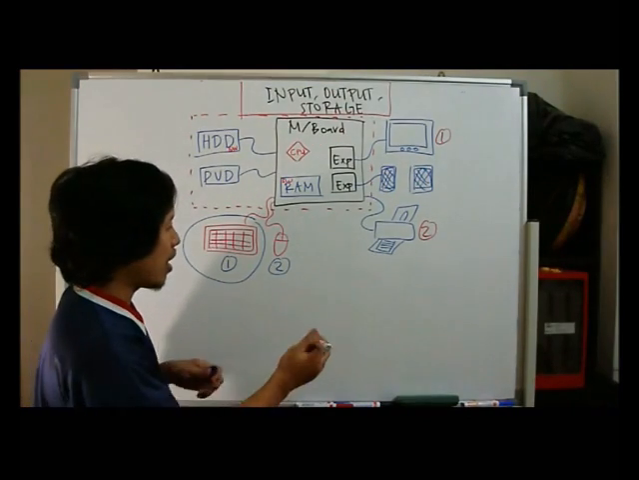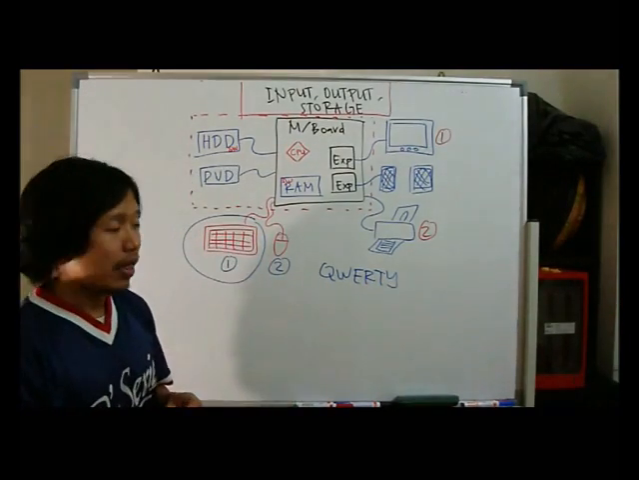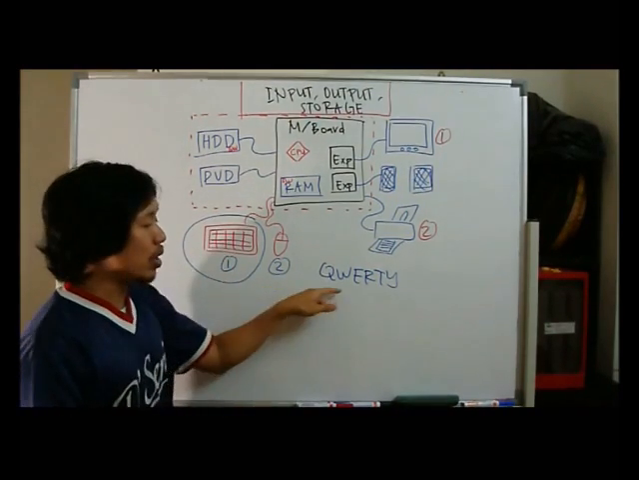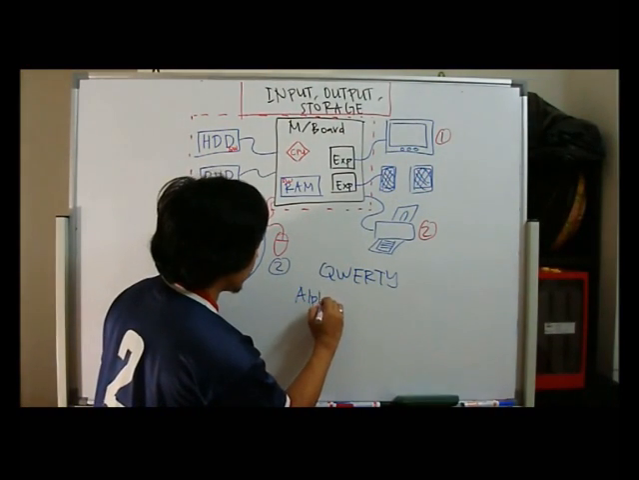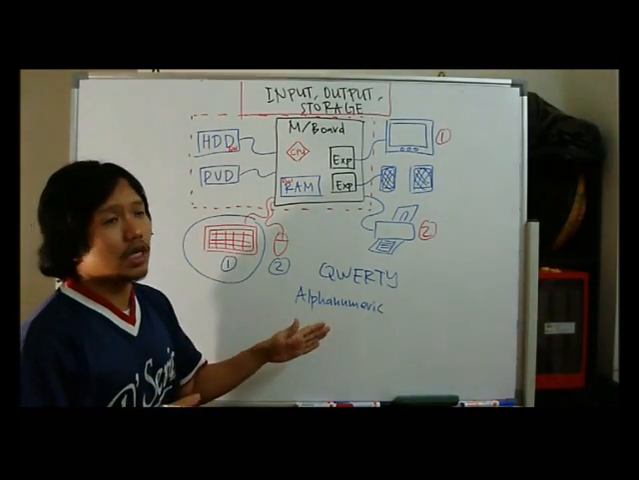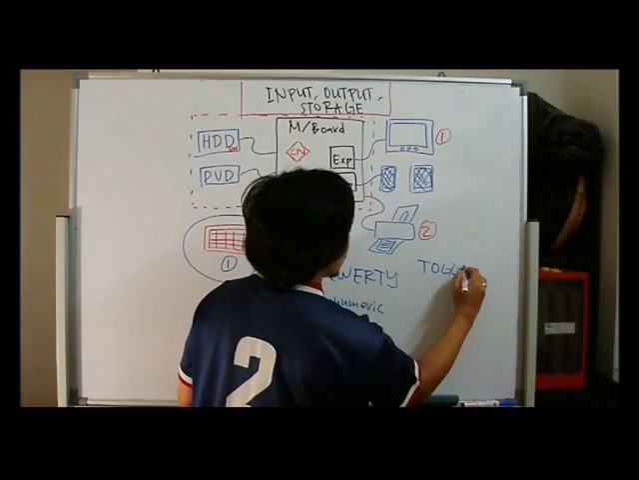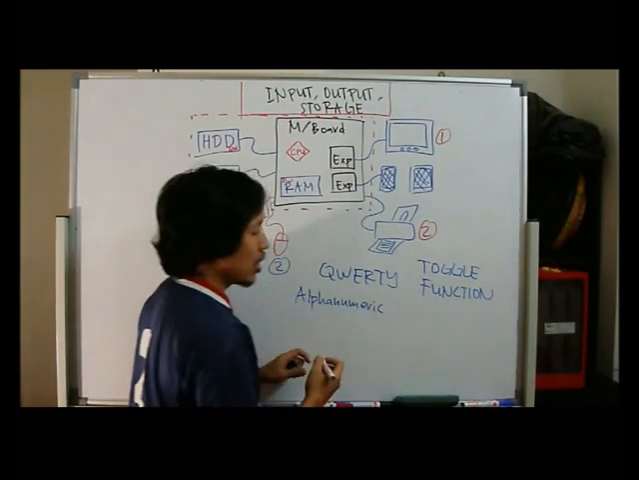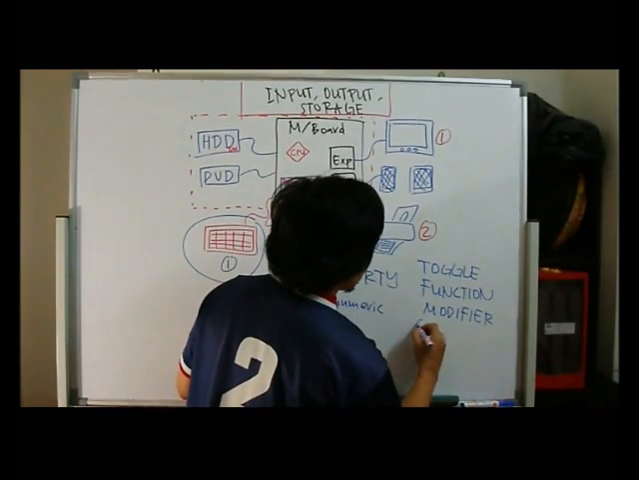Regular keyboards nowadays have a layout called the QWERTY layout. This is after the first six letters on the keyboard, QWERTY. Other than the alphanumeric keys, the keyboard also has special keys, some of which are called toggle keys. And then we have function keys, modifier keys, and cursor movement keys.